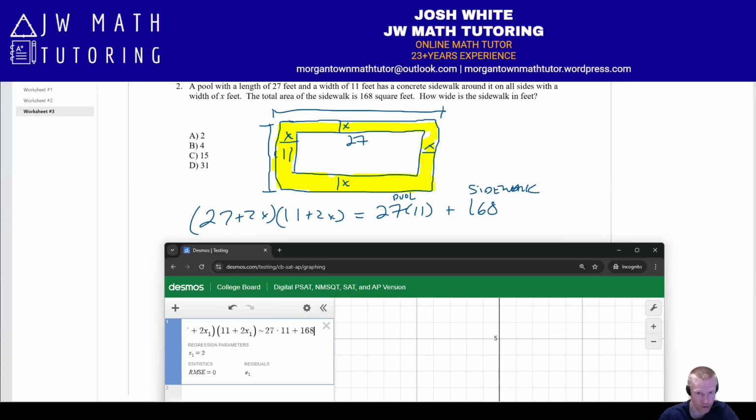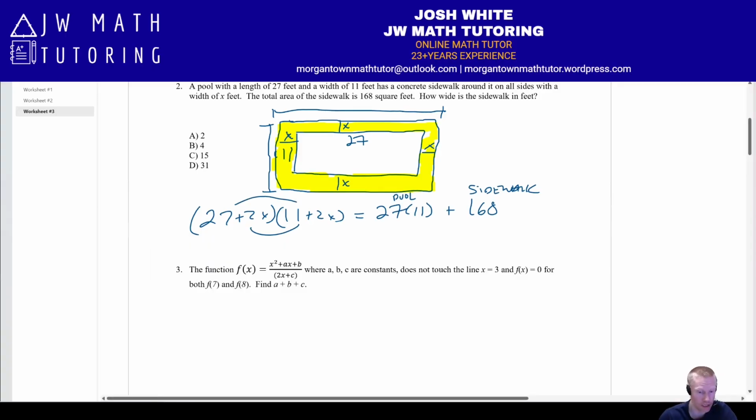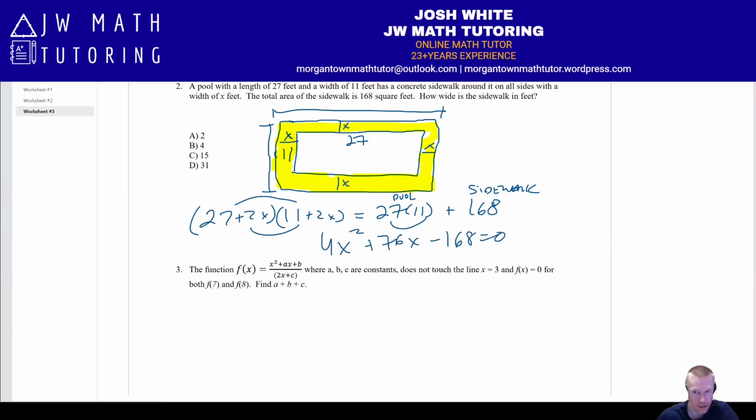This is the quadratic. If you FOIL out this entire left side, and then you multiply this out and add it to the 168, which is 465, that's the total of both of them together. I'll just tell you the final quadratic you end up with is 4x squared plus 76x minus 168. And then when you factor it, it becomes 4x plus 84 times x minus 2. And you get x equals 2. That is the correct answer, which is 2. So in this case, it would be letter A.